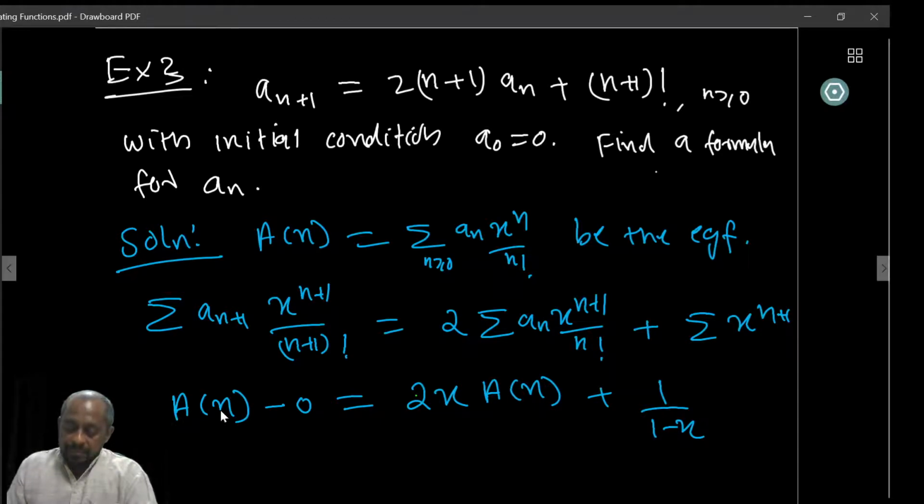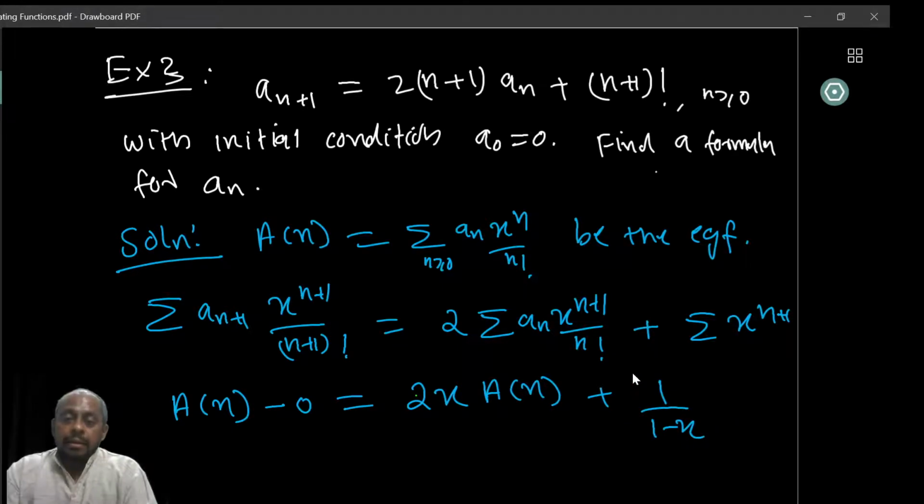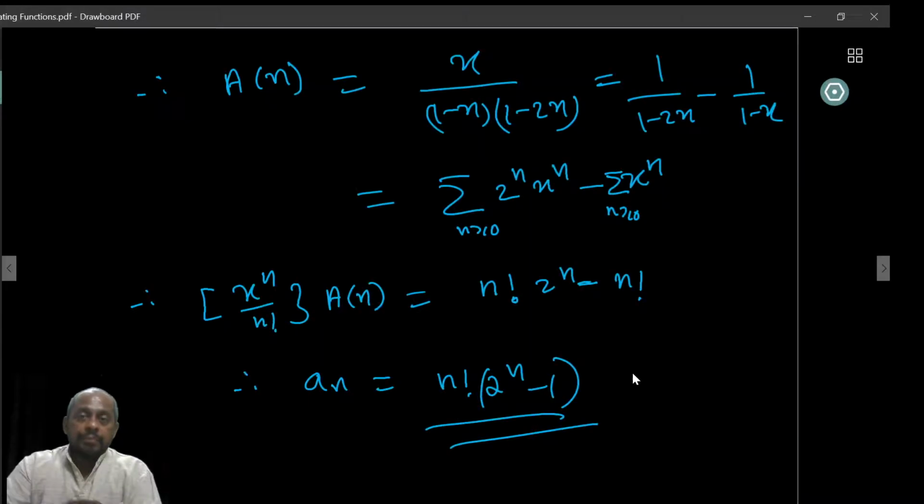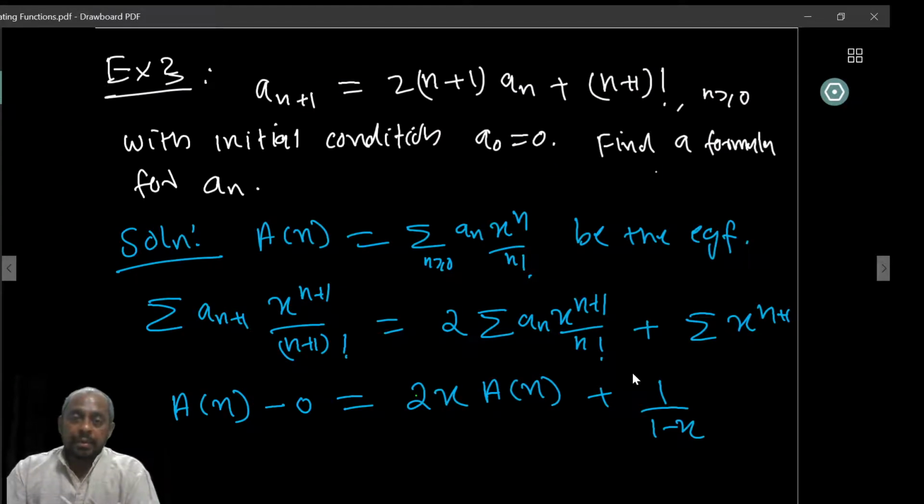Now what you have on the left side is A(x) minus the first term, which is a_0. Therefore, A(x) is equal to 2 times this, which is again A(x) once you take the x outside, and then you have a summation x raised to n plus 1, which is 1 by 1 minus x. Right? So therefore, we have A(x) equal to x divided by (1 minus x)(1 minus 2x). Because you take the A(x) outside here, so A(x) into (1 minus 2x) is equal to 1 by 1 minus x.